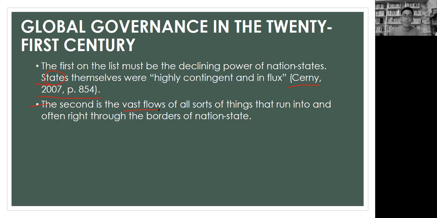And the second is the vast flow of all sorts of things that run into and often right through the borders of nation states. This could involve the flow of digital information of all sorts through the internet, of course. It is difficult, if not impossible, for a nation state to stop such flow in any case. And it is likely that such action would be politically unpopular and bring much negative reaction to the nation state involved in such effort.